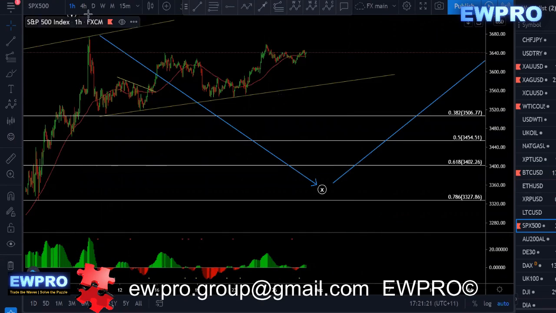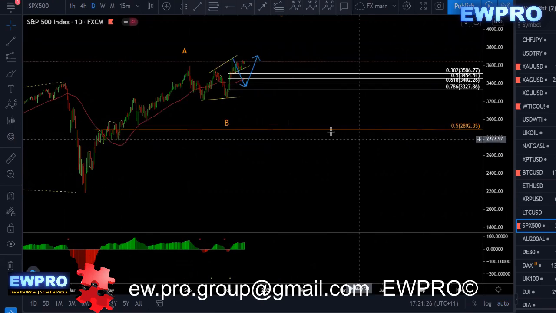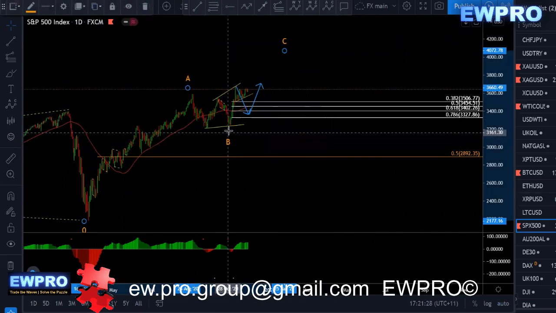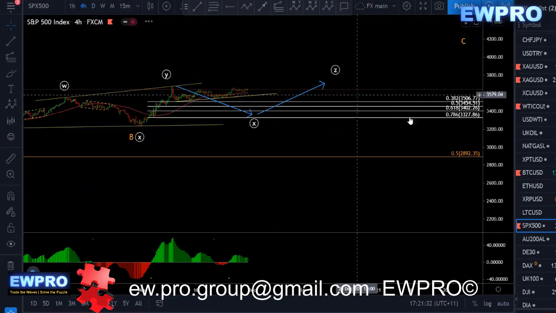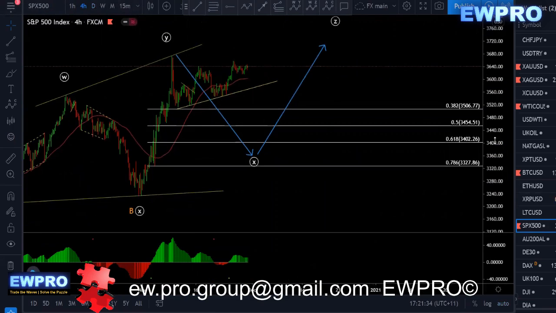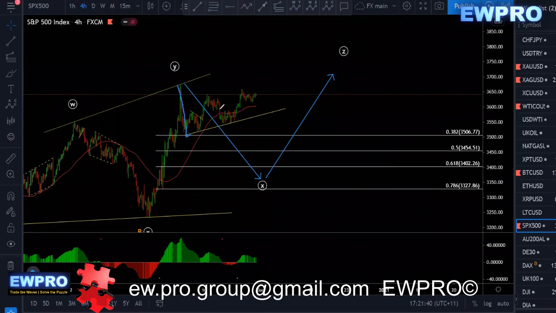SPX. So we've got the A, B, C as the contracting flat. Like I've been saying, I don't like them. Contracting flats are very hard to trade. Here we're getting a B wave and we're getting a C down. Hopefully we get that C down because then it'll give us a nice level to buy at up here.